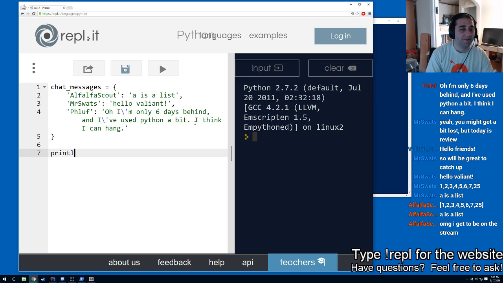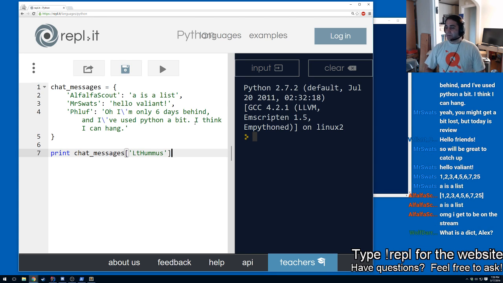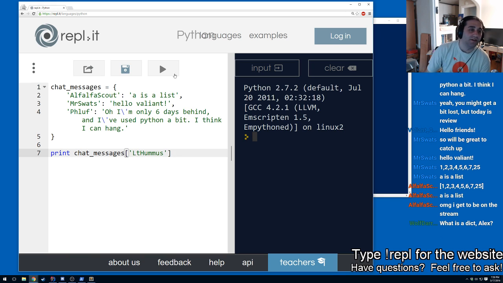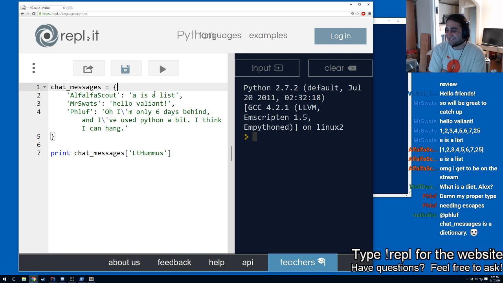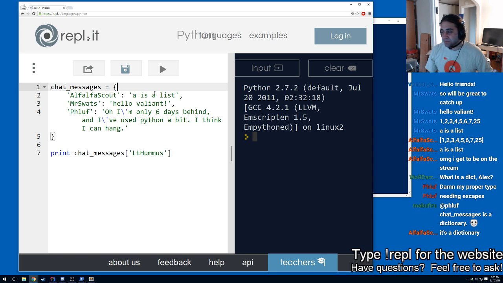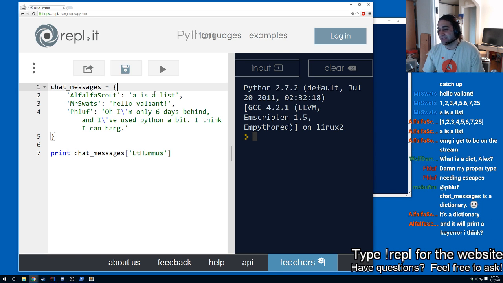Alfalfa, you're already on the stream. You can see yourself in the corner. Alright, so what does this print? And what type is chat messages? Wolf Darrigan is playing Jeopardy. Yes, what is a dictionary, Alex? My name's not Alex. God damn it.